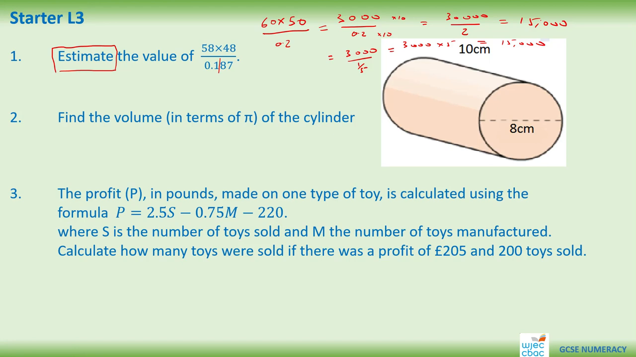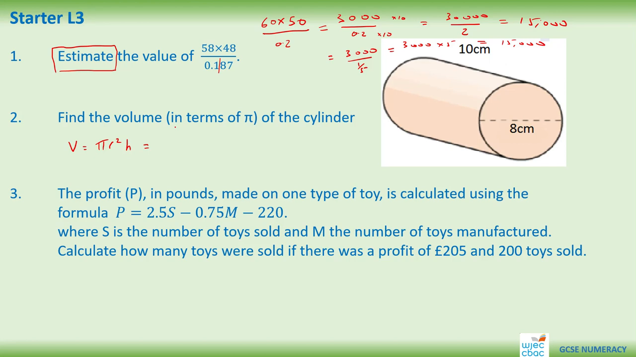Question 2. Find the volume of the cylinder. So the volume is the area of the front face multiplied by the length. So the area of the circle times the length. The area of a circle is given by pi r squared, and we're multiplying that by the length, or in this case, the height of the cylinder. So pi r squared h.